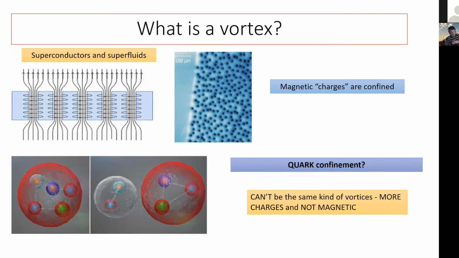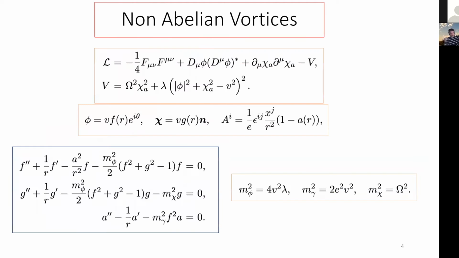So in this context, what I will present to you in this seminar is how these non-abelian vortices can be constructed in their simplest form. There are many general forms of constructing them, but this is the simplest possible. And what is their physics in terms of how they interact with each other? Perfect. So what are non-abelian vortices?